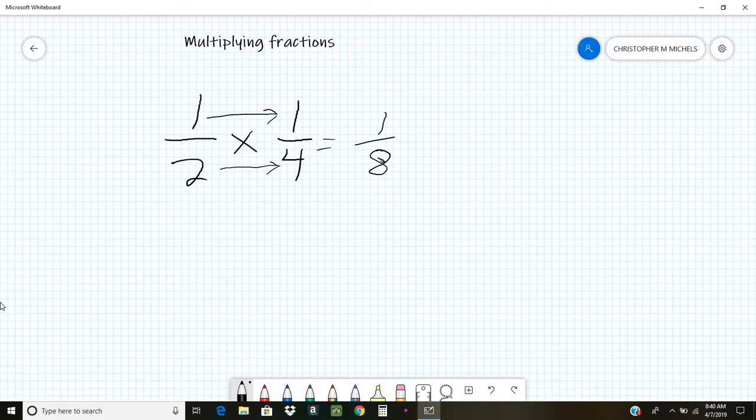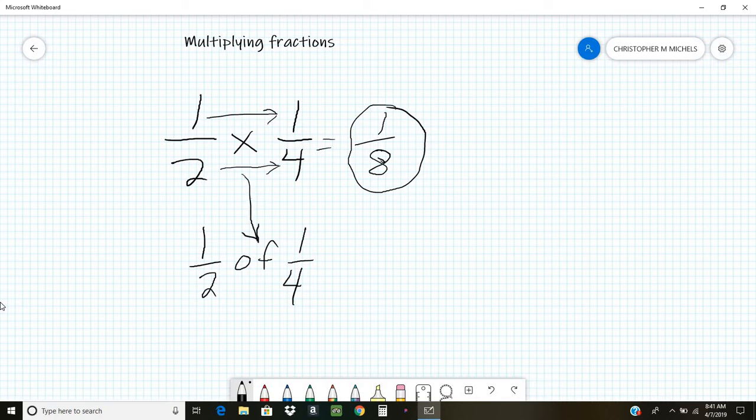Now, some people might think, well, that might be kind of weird. How am I multiplying things and getting a smaller quantity? And the reason for that is another way you could think of this when you're multiplying fractions is 1/2 of 1/4. Remember, of is just a key word for multiplication. So when you're finding half of something, 5/8 of something, anything of something, that is always your key for multiplication. And if you think about it, 1/2 of 1/4 is 1/8. So it does kind of make sense.